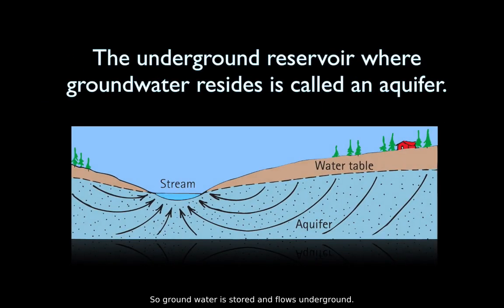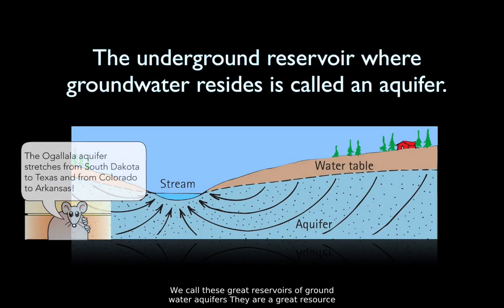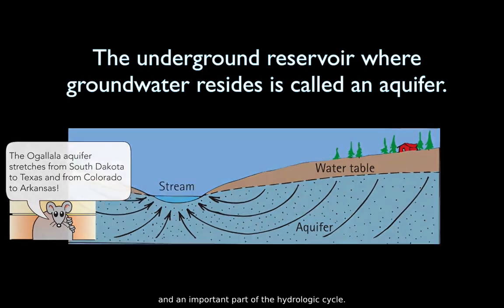So groundwater is stored and flows underground. We call these great reservoirs of groundwater aquifers. They are a great resource and an important part of the hydrologic cycle.